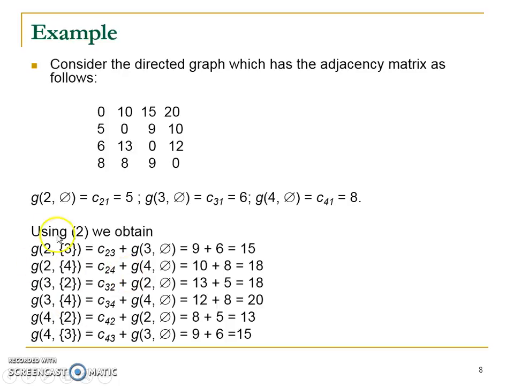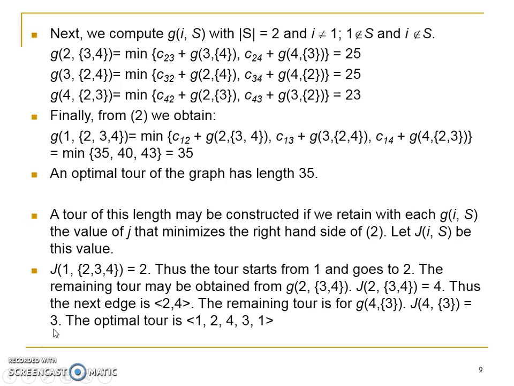Similarly, I compute the cost of the paths involving 2 nodes, starting from vertex 3 and vertex 4. I use the earlier solutions to compute the cost of the paths involving 2 nodes. So that was the solution we obtained when the size of the set is equal to 2.